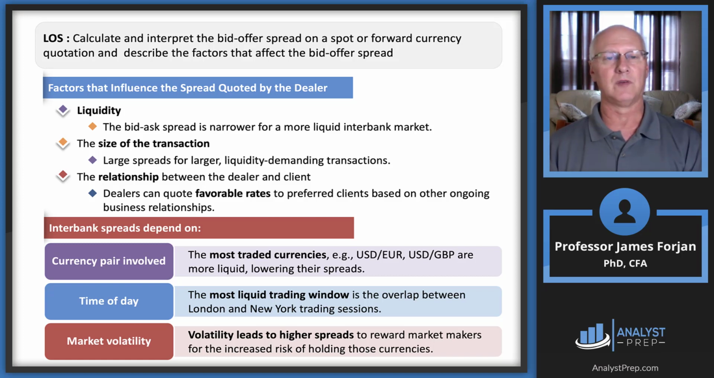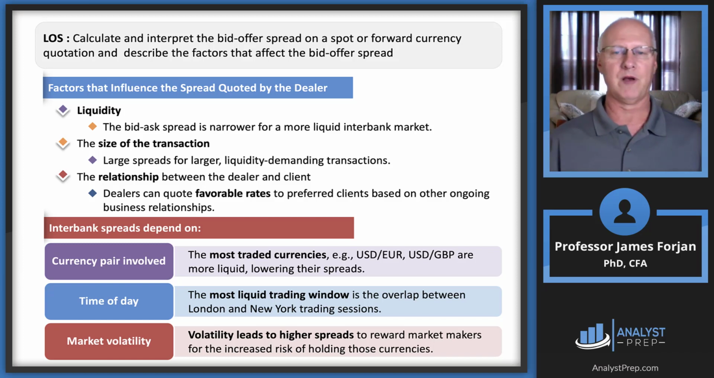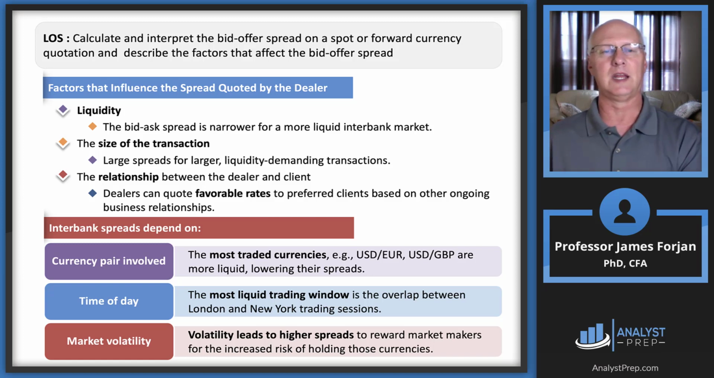Size of the transaction, of course, if you trade for $1 billion US dollars per Canadian dollar, and you do it for 100, you'll probably get a larger spread for the 100. And then the third circle, or third diamond point, I thought was interesting that the authors would bring this up: relationship between the dealer and the client. Dealers can quote favorable rates based on ongoing business relationships, which of course means that if I'm just Jim Nobody and I go to the dealer at a financial institution and say, hey, I want to buy 10,000 Canadian dollars, they'll give me a rate.